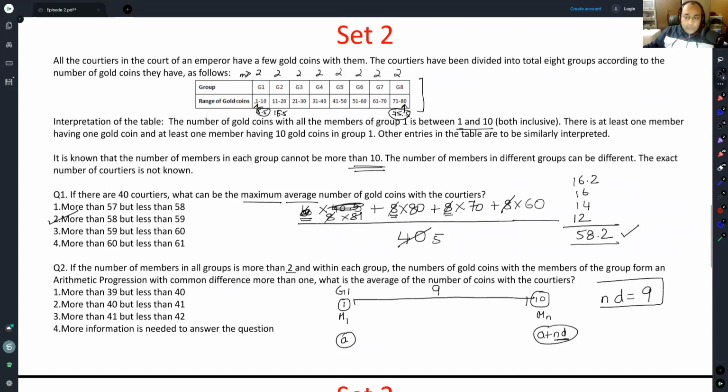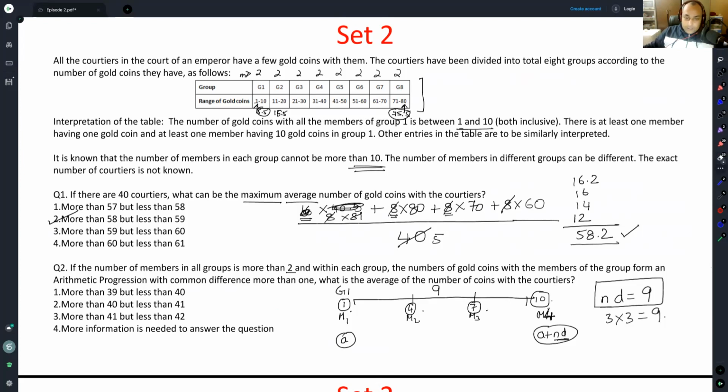The only way you can represent 9 as a product of two positive numbers is 3 into 3, which would mean there are two people in between. You have 1 here. Member 2 will have 4 gold coins. Member 3 will have 7 gold coins. And member 4 will have 10 gold coins. So for G1, there are 4 members and all of them have 1, 4, 7 and 10 coins. All conditions met, everything is done.